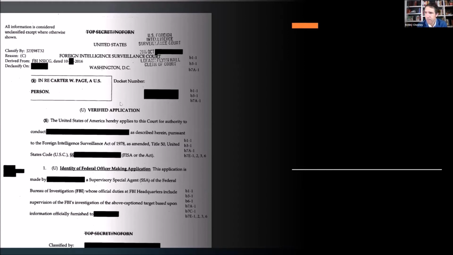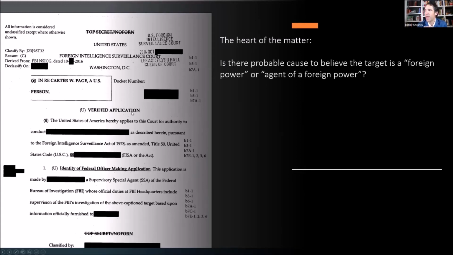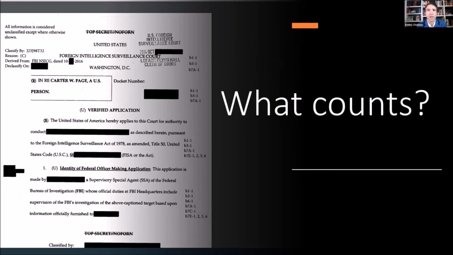Now, let me unpack a little bit further the things that the government's really got to show here. It's all about showing that the target, not that they committed a crime, but that there's a foreign power or an agent of a foreign power. And that raises really complex questions as to how we define those terms. That may sound clear enough at first blush, but the statute defines them.